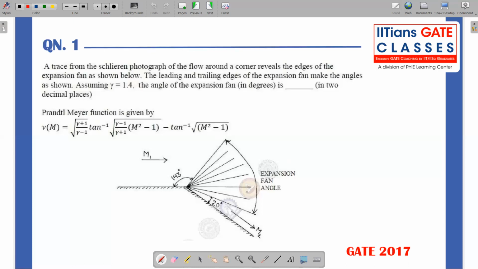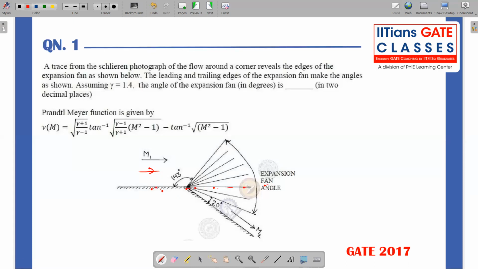So now you see they have given the figure. This is an image from some experiment, where they have captured this expansion fan, where they could actually recognize what is the starting Mach wave and what is the last Mach wave. So what you can do is, you have 143 degrees from this surface. So that means if I extend this line, right? The flow direction is parallel to this surface.